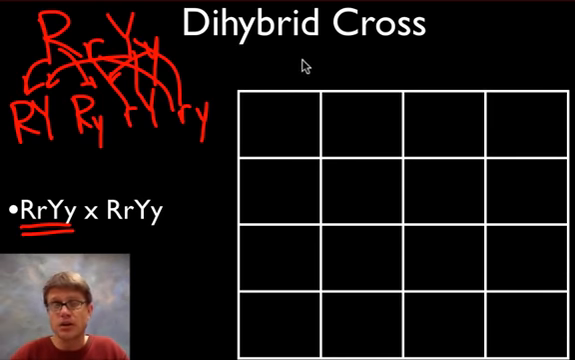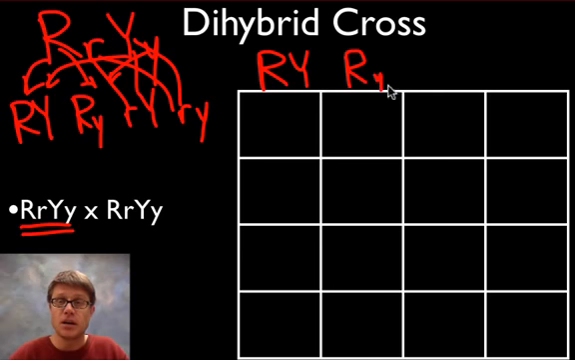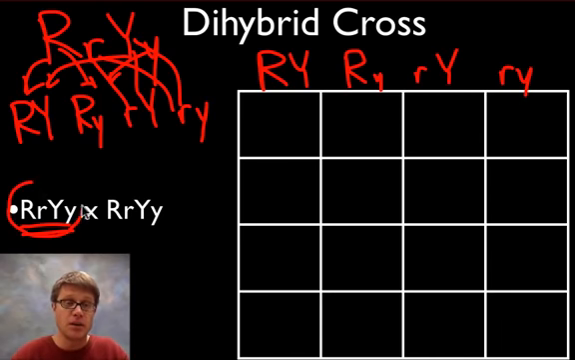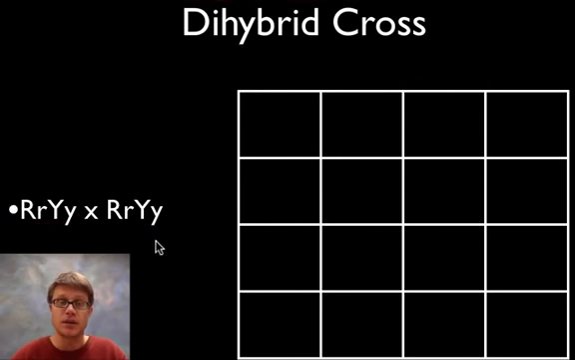And so those 4 are going to go across the top. So we got big R, big Y, big R, little y, little r, big Y, little r, little y. So those are the 4 gametes that you could produce. In other words, with this parent, you can only get 4 combinations of each of the 2 letters. Same thing down this side, because this other parent is going to be exactly the same.